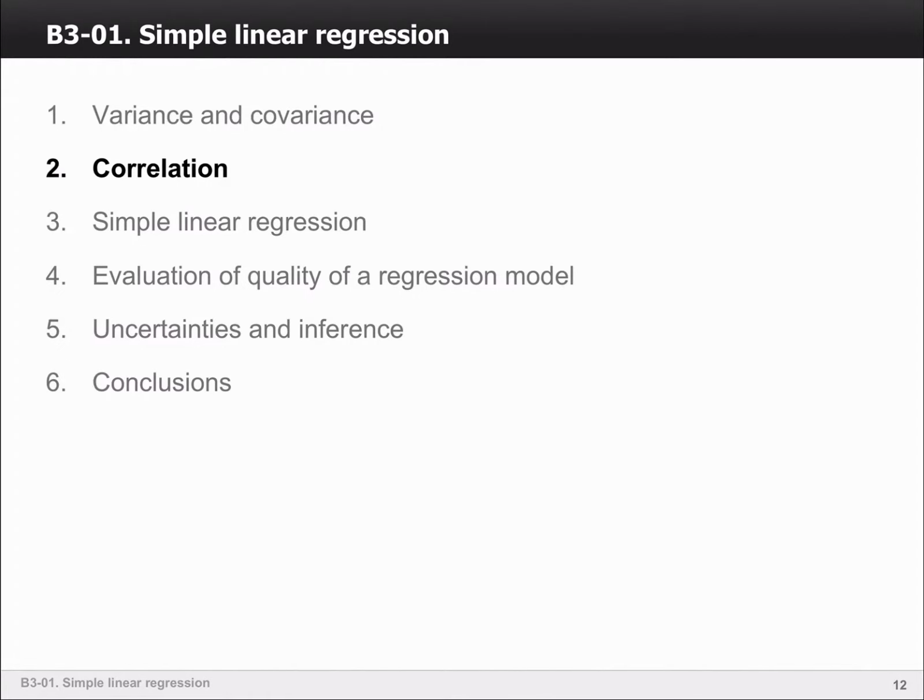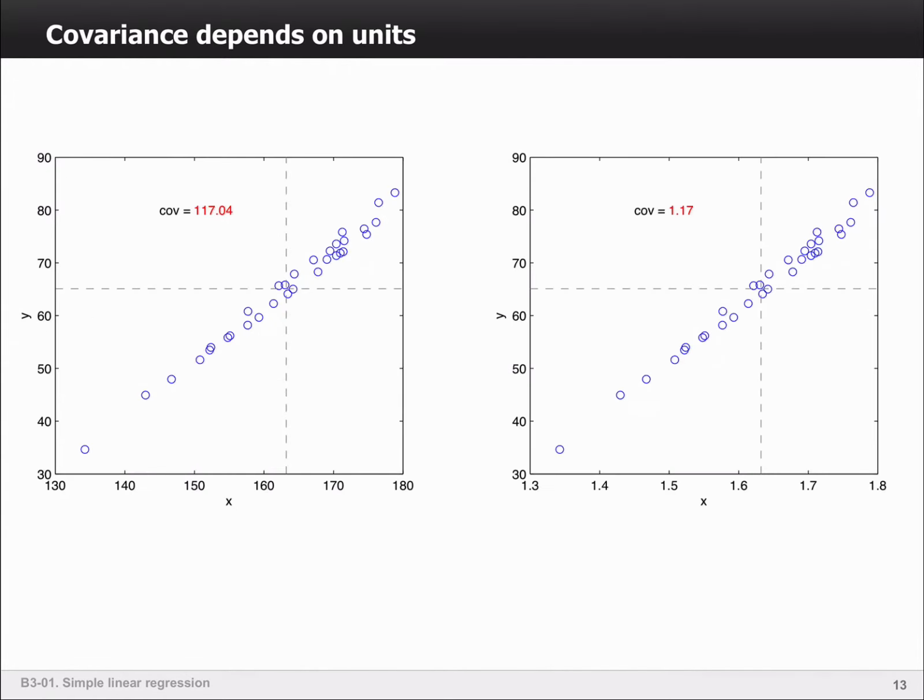Now let's talk about another statistic which is also used for the same purposes, for estimating a linear relationship between x and y, which is called correlation. Well, first of all, why do we need correlation if we already have covariance, right? The problem with covariance is that it depends on the units.